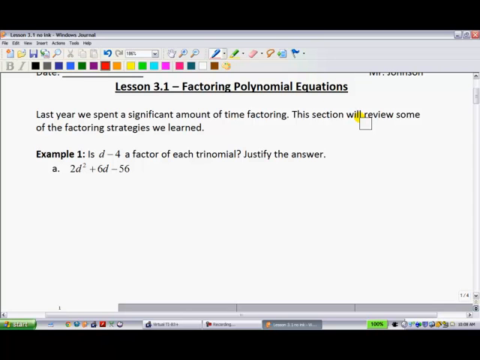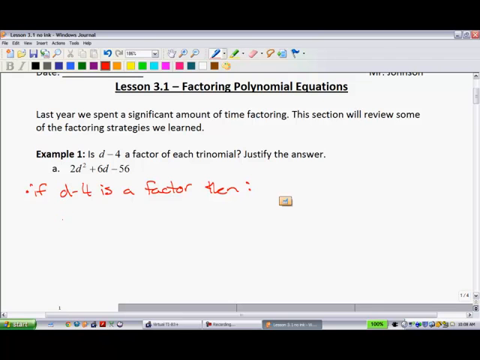Is d minus 4 a factor of each trinomial? Justify the answer. Well, there's kind of two ways you can go about this. The way I'm going to take you through is the algebraic way. So let's get started. If we know that d minus 4 is a factor, then what can we say?